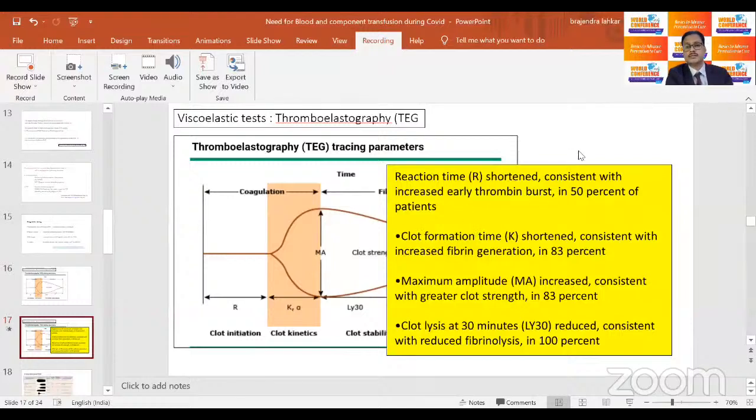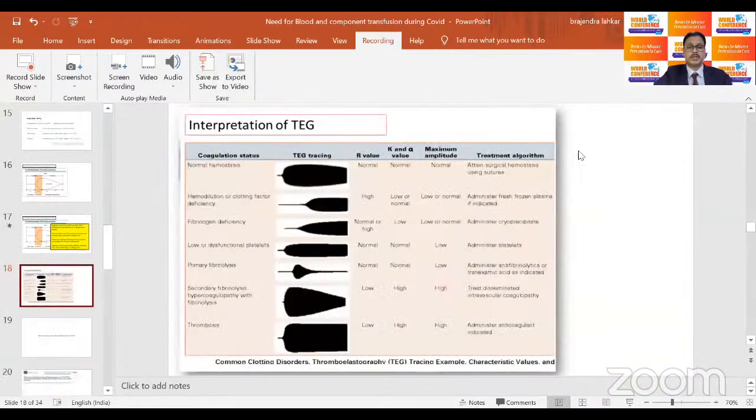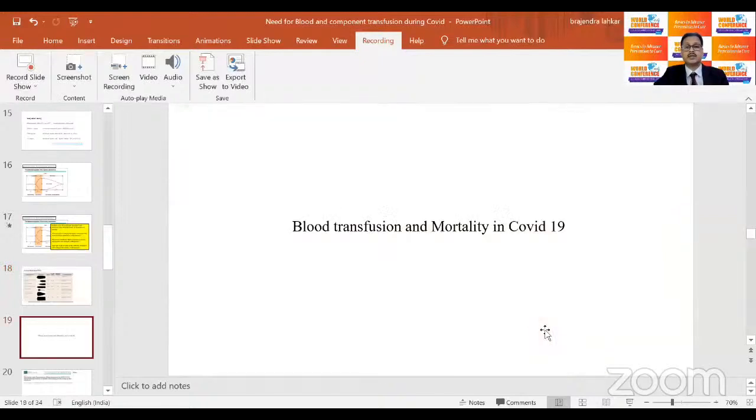In COVID, clot formation time, K time, is shortened, consistent with the increased fibrin generation. Maximum amplitude is increased, considering the greater clot strength, and clot lysis at 30 minutes also is reduced, indicating reduced fibrinolysis. These are the hallmarks of COVID hemostasis. And if you get a picture like this, probably we decide whether we need to give component therapy or maybe blood component therapy.